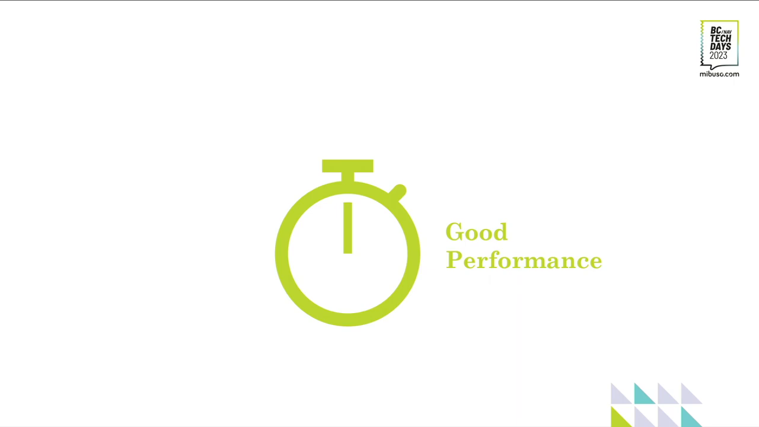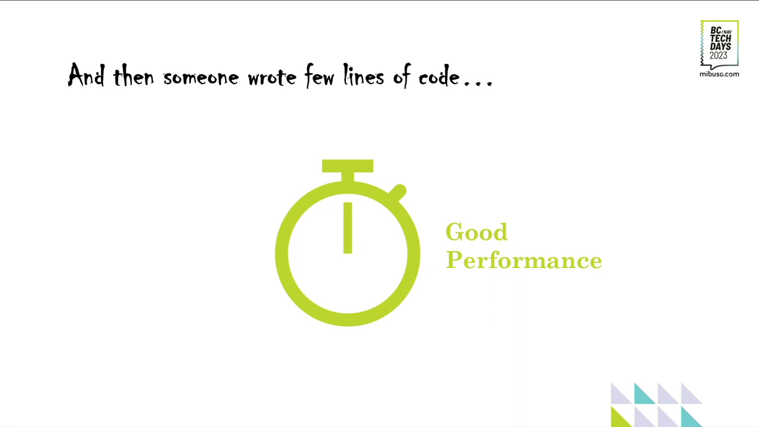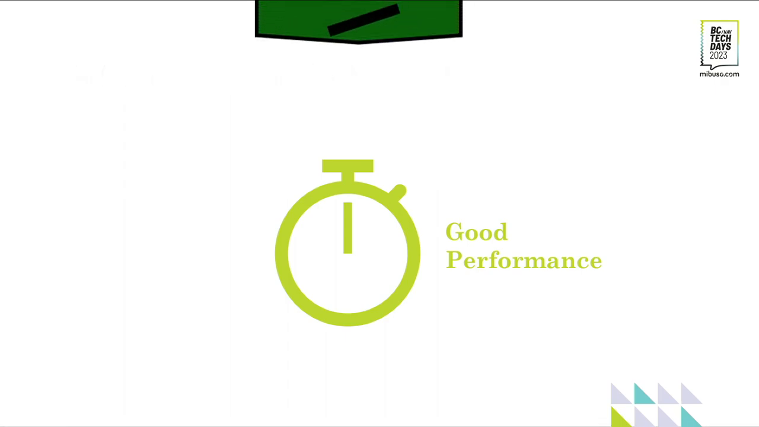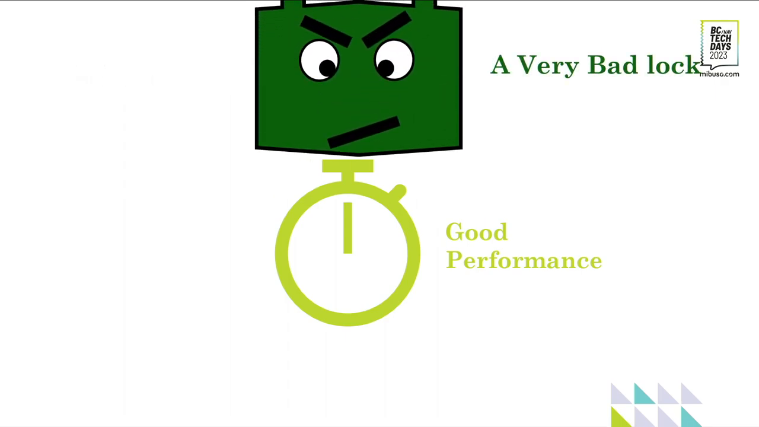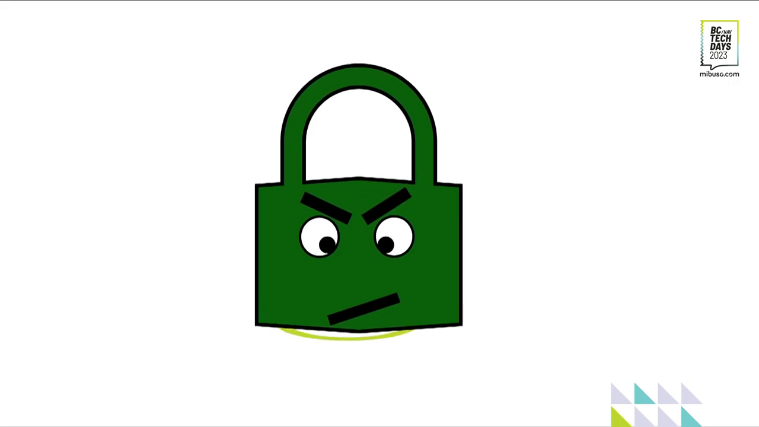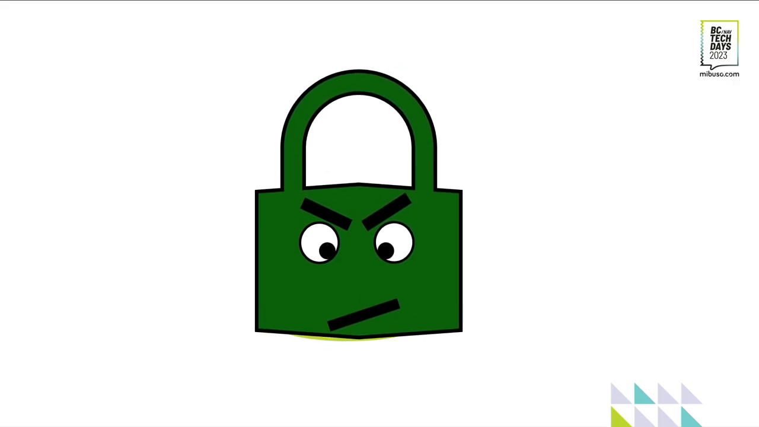So let's say that you have finished the code and it has good performance. And as you know, in life, good stuff does not last that long, especially if it is performance, right? Because somebody will write just a few lines of code. It happens. And these few lines of code will be sufficient to introduce a very bad SQL lock. What does a very bad SQL lock do? It basically kills performance, because that's what bad SQL locks do, right?